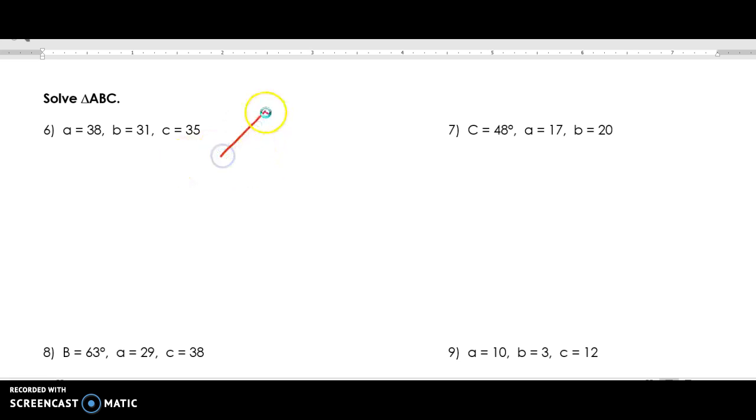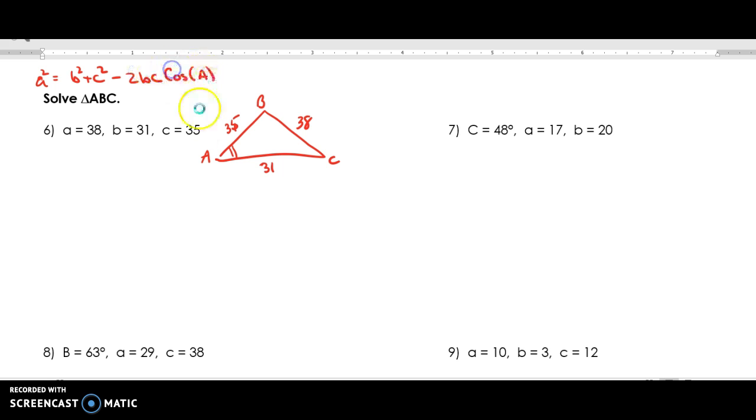So always start with a diagram. I'm going to label the vertices A, B, and C. And then they tell us little a is 38, little b is 31, little c is 35. So right away, I'm going to look for the largest angle first, which is going to be angle A. Now, if I'm looking for A, remember, a squared is equal to b squared plus c squared minus 2bc times the cosine of angle A.